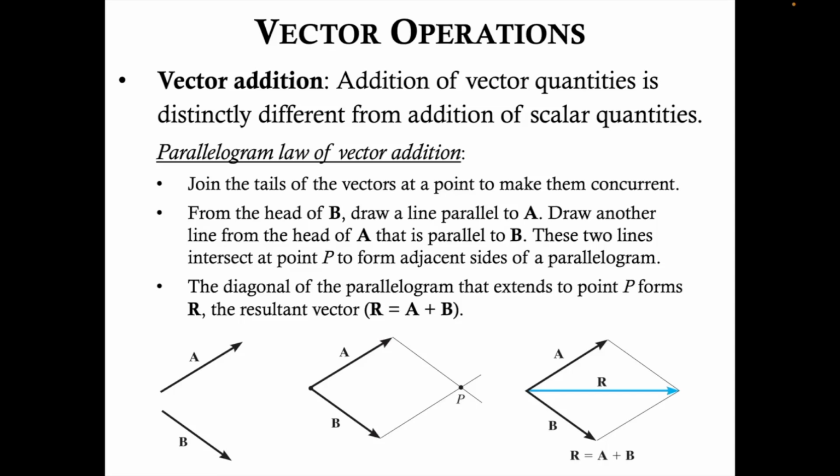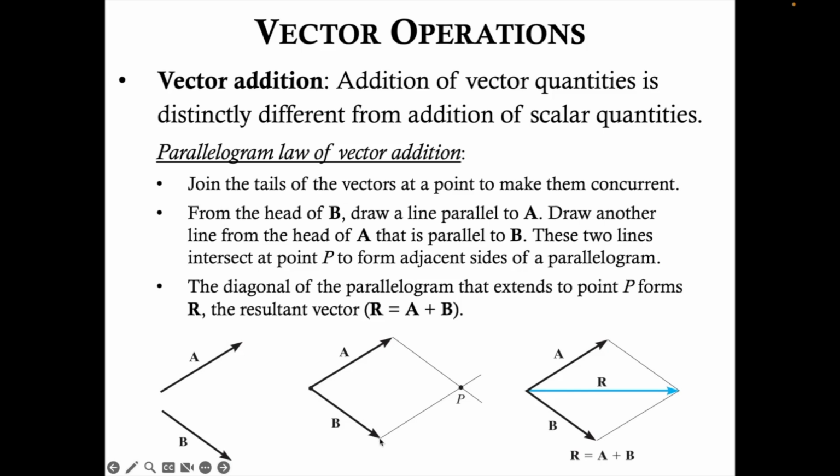Keep in mind that the addition of vector quantities is distinctly different and more complicated from addition of scalar quantities. So first we have the parallelogram law of vector addition. First, join the tails of the vectors at a point to make them concurrent. That means they meet at a point. Their tails are at the same point.